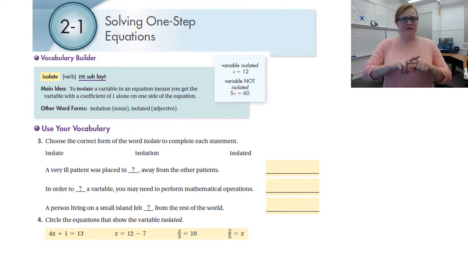Use your vocabulary. Number 3, choose the correct form of the word isolate to complete each statement. Isolate, isolation, isolated. A very ill patient was placed in blank away from the other patients. The correct word, isolation.